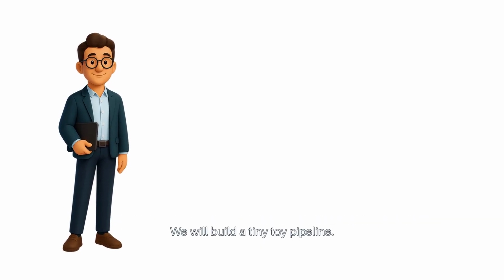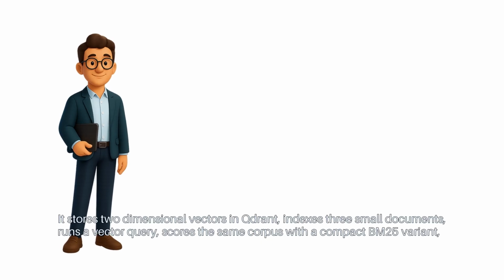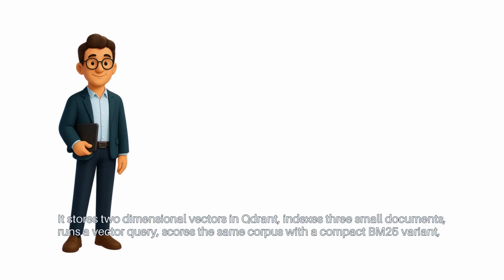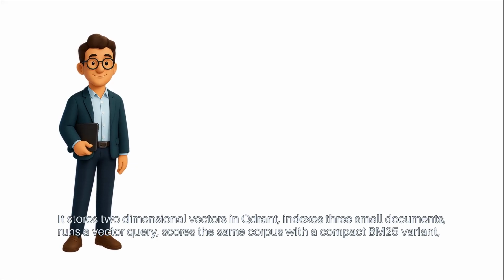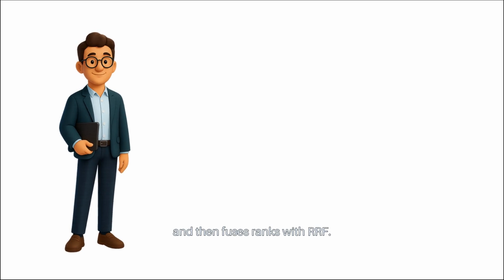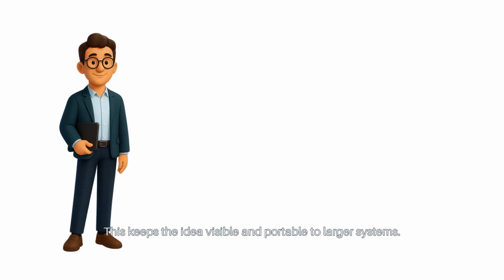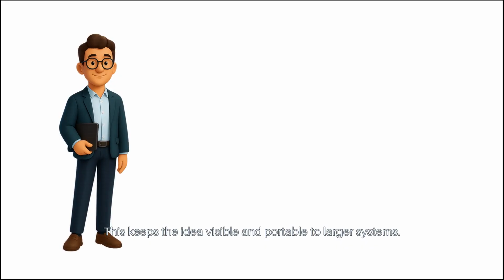We will build a tiny toy pipeline. It stores 2-dimensional vectors in Qdrant, indexes 3 small documents, runs a vector query, scores the same corpus with a compact BM25 variant, and then fuses ranks with RRF. Nothing heavy. This keeps the idea visible and portable to larger systems.